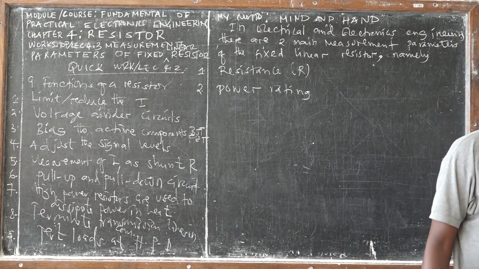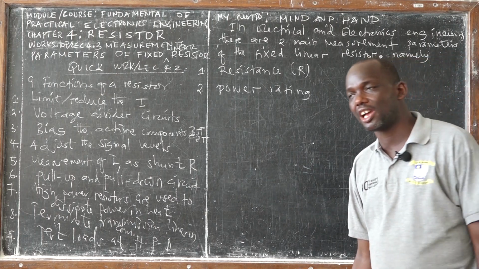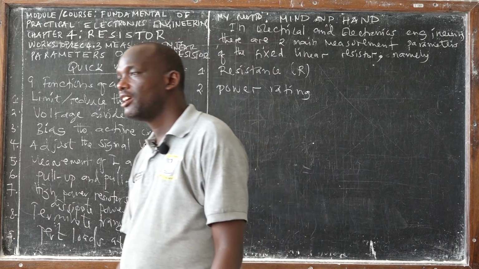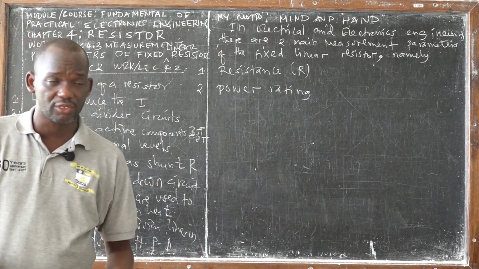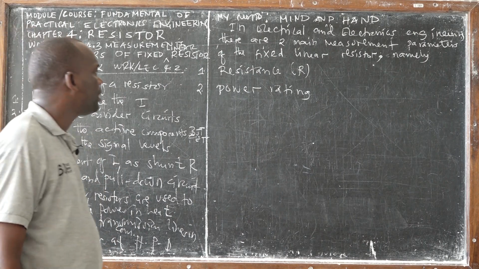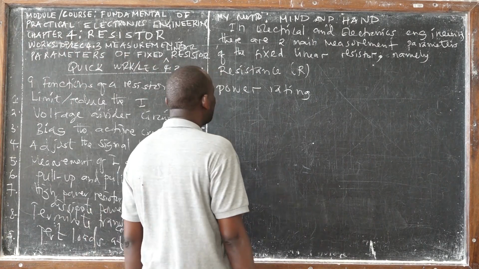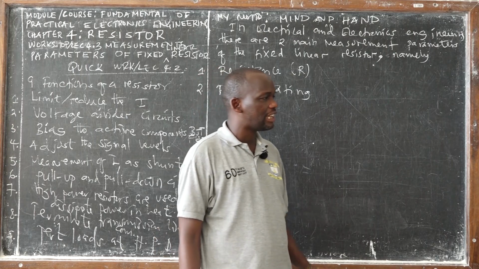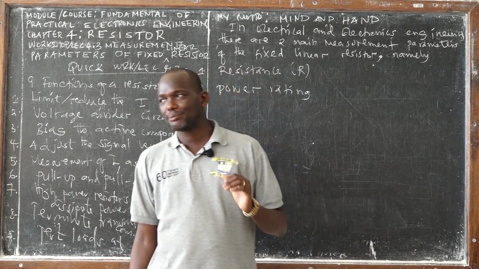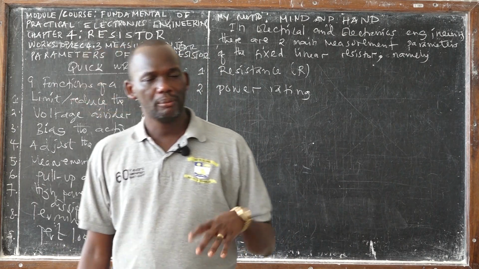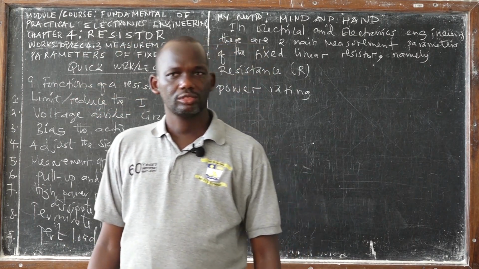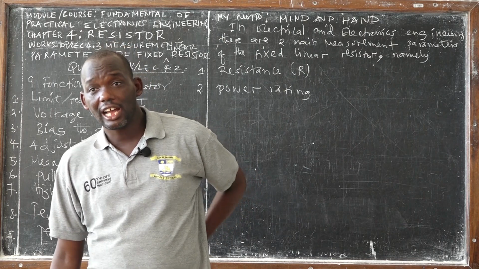When you say resistance, it means we can use the resistance parameter to discuss different resistors, different fixed linear resistors. When you say power rating, we are talking about the maximum power that a resistor can withstand without being blown. Are we together?